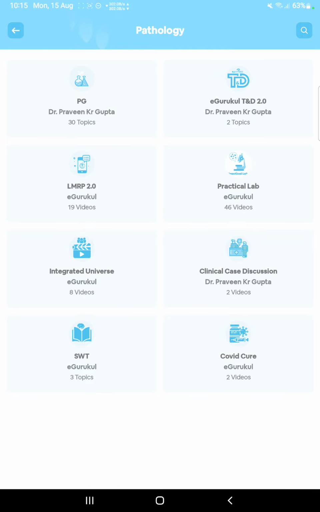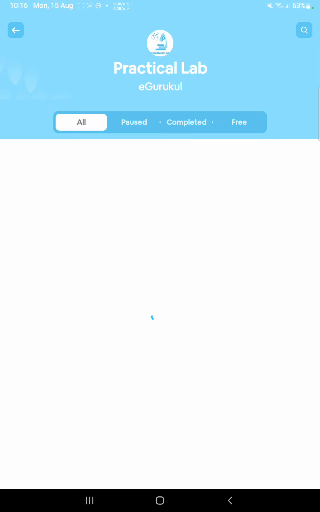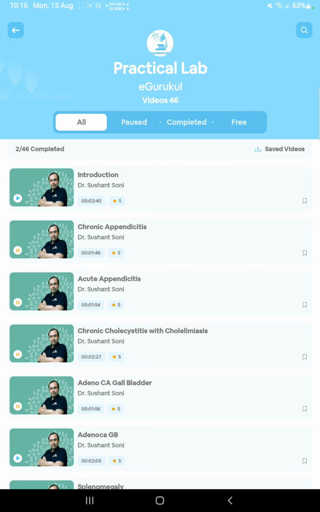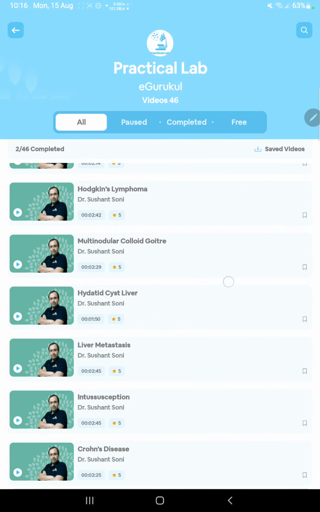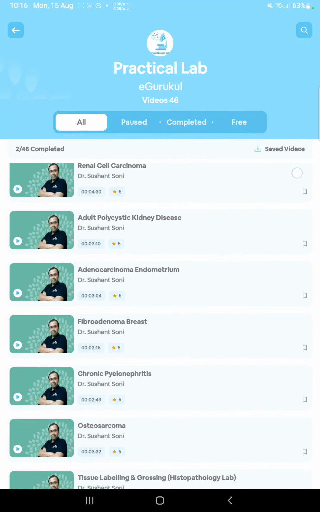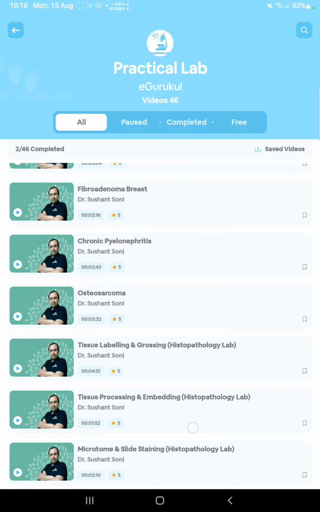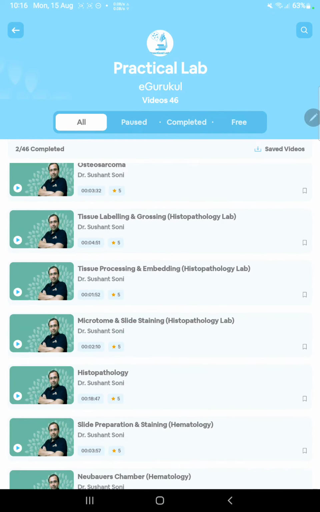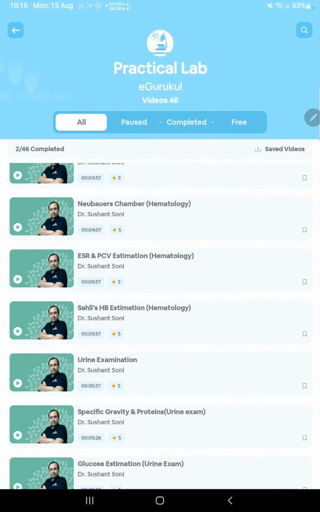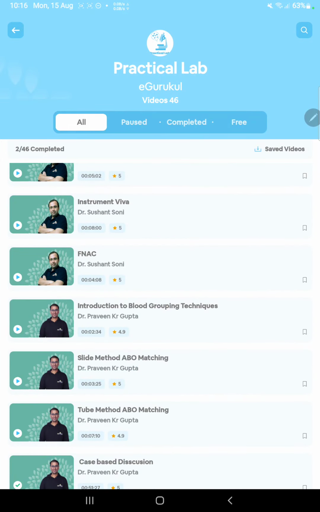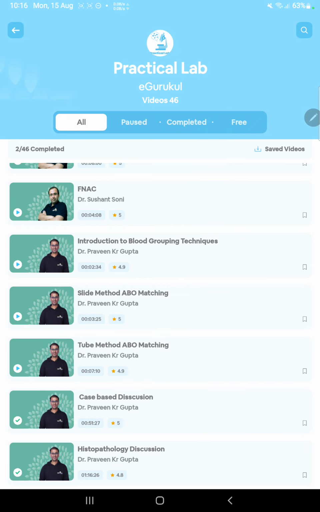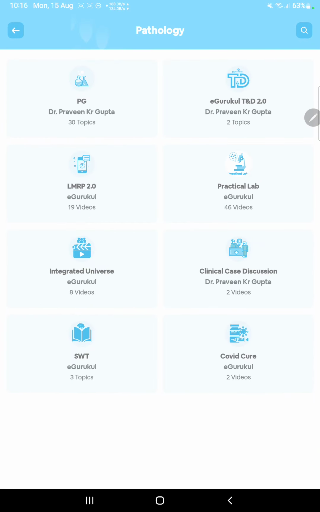Okay. And even for pathology, you'll have the gross and microscopic as well. These are the gross specimens. These are formalin specimens which are being explained by a teacher on how to identify those things. And apart from that, you also have the instruments, how to do the histology and slide preparations. Various tests are being done, such as ABO matching and tube methods, and you also have histopathology discussion and case-based discussions for your OSPE.